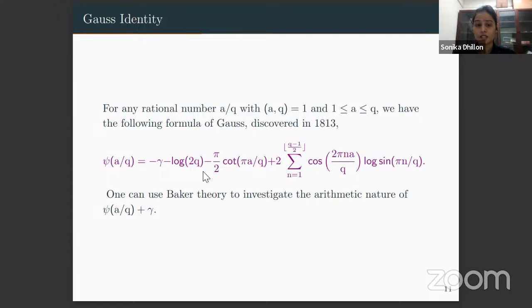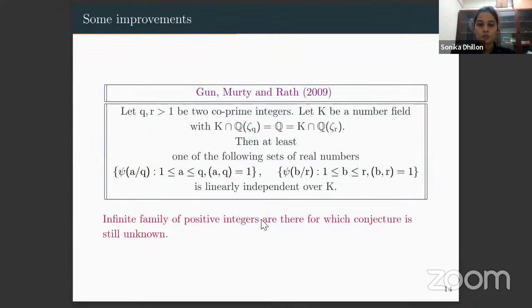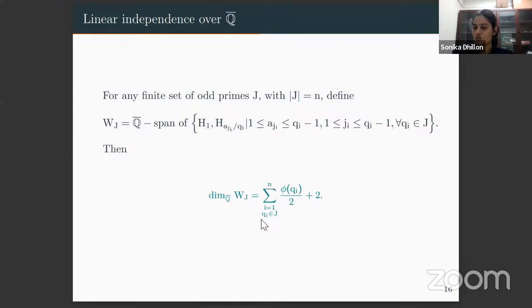Now we have extra 2 terms. In ψ(a/q), the Euler constant is already on the left-hand side. Now we are left with 2 terms, log 2q and π/2 cot(πa/q). We have shown that this log 2q and this π term are also linearly independent with the logarithms of cyclotomic units. So in total, we have φ(q)/2 plus 2 elements. All of them give a linear independence relation, and from there the dimension comes out to be φ(q)/2 plus 2. And here we have generalized it to any finite set of primes.